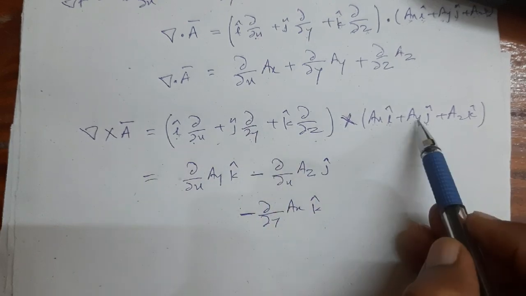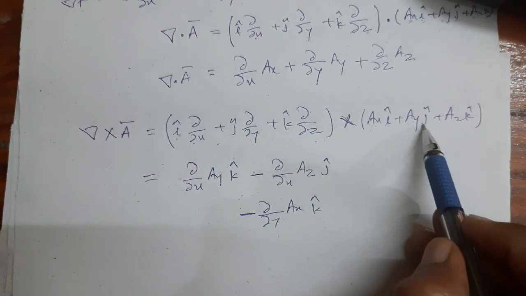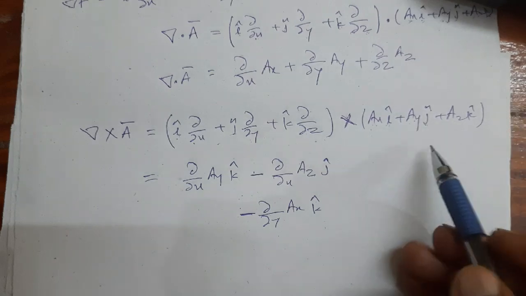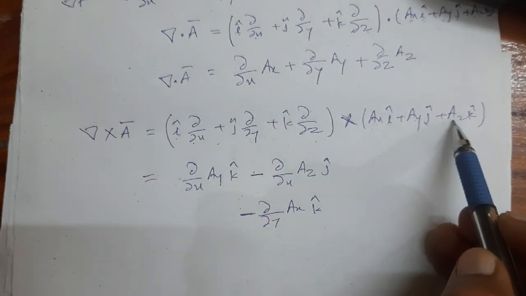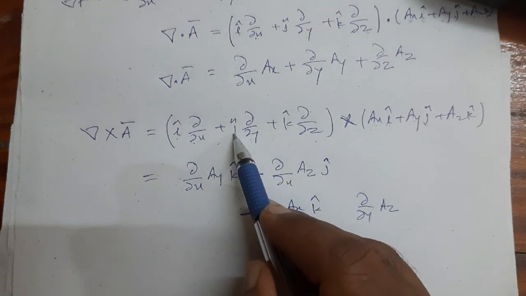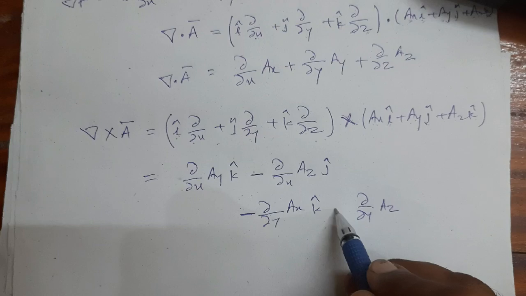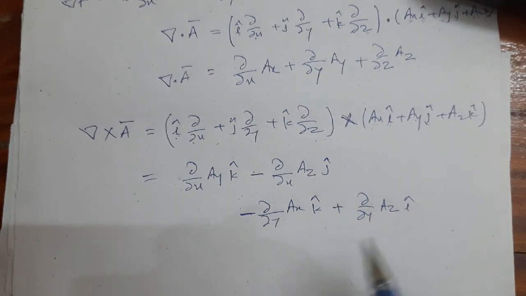∂/∂y of ay, it may not be 0, but j cap cross j cap is definitely 0, and we will have to ignore that term. And the next term will be ∂/∂y of az, and j cross k, and j cross k is equal to plus i cap. Therefore I can write this like this.